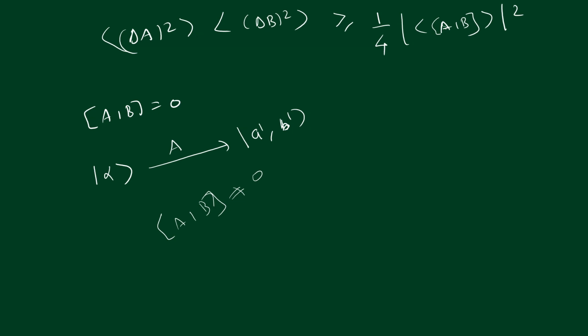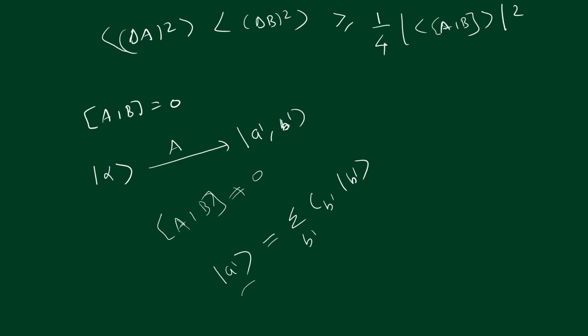If I make a measurement of A, I may get an eigenket A prime. But this eigenket A prime would be spread over all the eigenkets of B. This eigenket A prime will be written as a sum over B prime of C B prime ket B prime. Now if I make a measurement of B on this ket, I'll get any one of these eigenkets with probability modulus C B prime squared. So we have to use probabilities there. Ultimately, all this is because of superpositions.